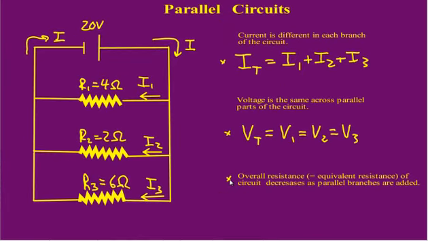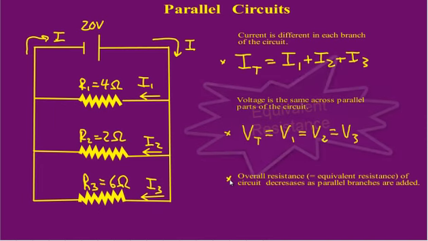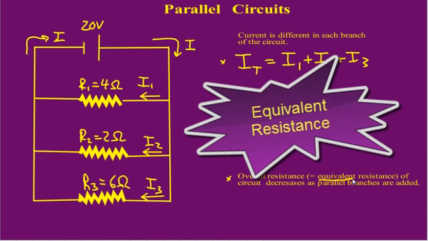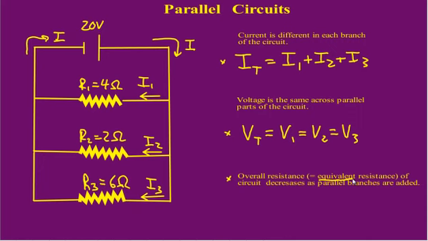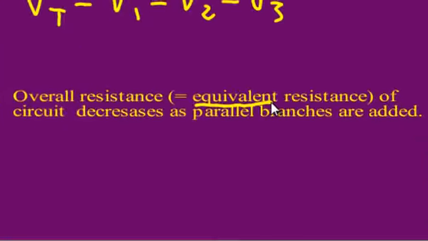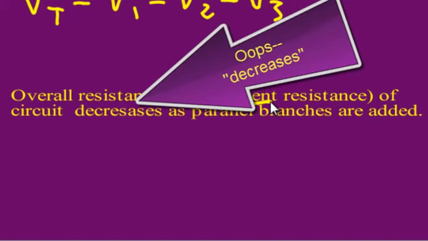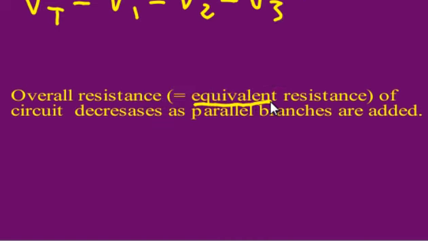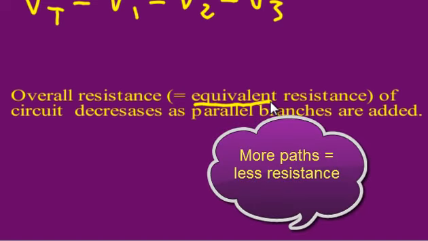Finally we want to talk about resistance. When we talk about the overall resistance of a circuit, you could call it the total resistance, or another term you'll see is the equivalent resistance. Hopefully you discovered the behavior of resistance in the lab already, but you may have been surprised by the behavior. Unlike with series circuits, when you add resistors in parallel, the overall resistance actually gets less and less. And that has to do with the fact that you're adding more paths. More paths means more opportunity to flow. More opportunity to flow means less resistance.